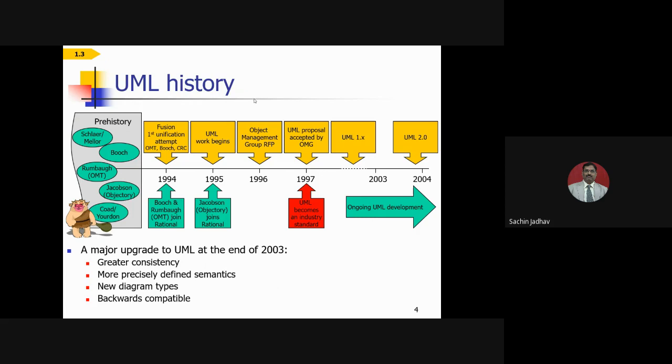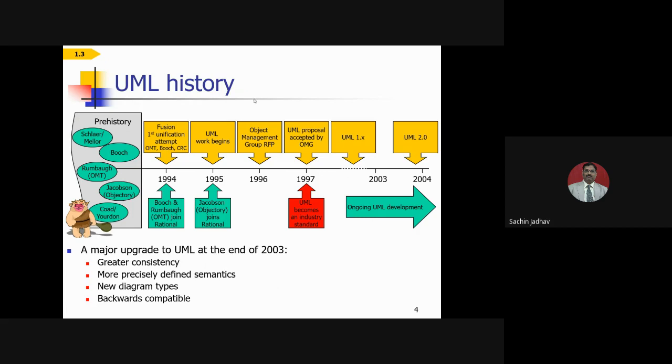They realized this when they joined the Rational company in 1994. When Grady Booch and James Rumbaugh joined Rational and worked together, they identified that for software development, Booch used a cloud for the notation while Rumbaugh used a rectangle. So these were different notations for the same basic concepts, and they started working on it.